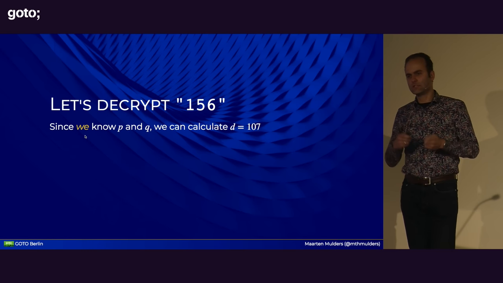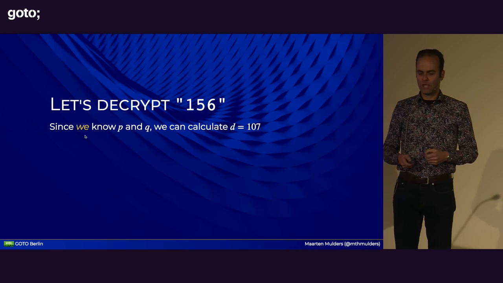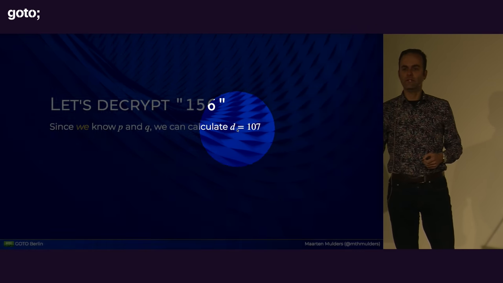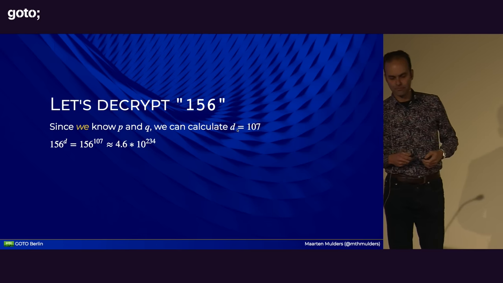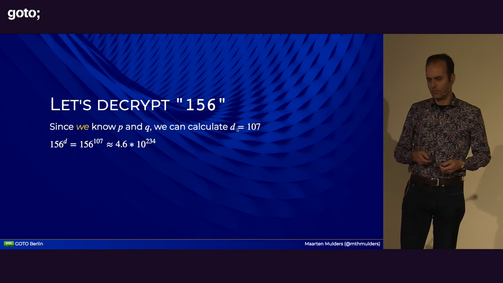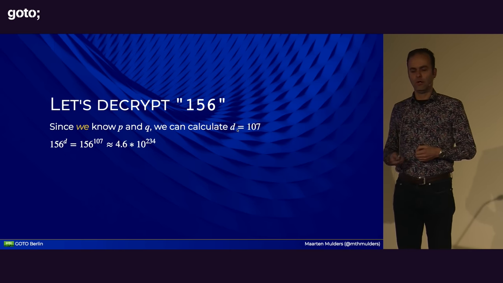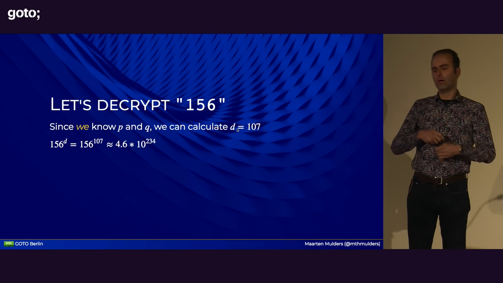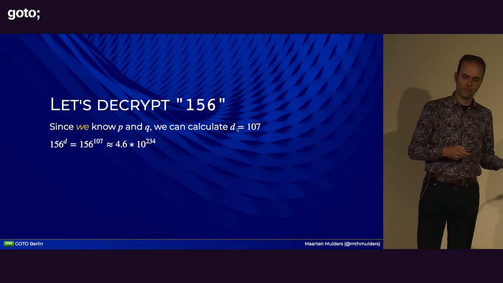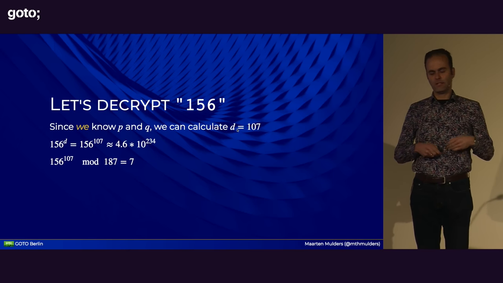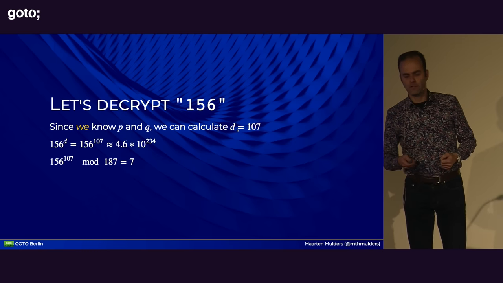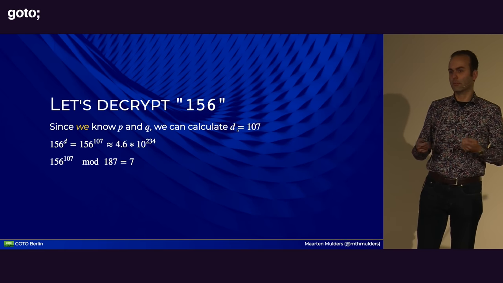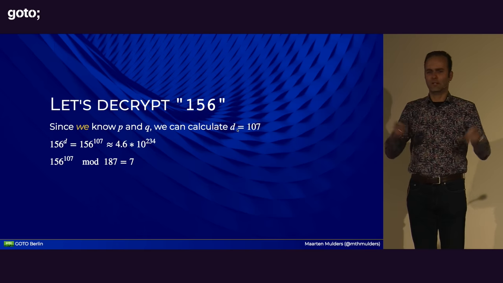If we want to decrypt this very secret message 156, we have access to the original values of P and Q. That means we can solve D, find that it's 107 as we saw before. Now we do a slightly different calculation. We take the encrypted message to the power of the value D that only we can derive, which is around 4 times 10 with 234 zeros behind it. It's a rather big number. And we again take the modulo 187 to find the number 7 as an outcome. Now this is something that the calculator on your mobile phone will probably not do. If you type these numbers in, it will say, well, that's way too big.